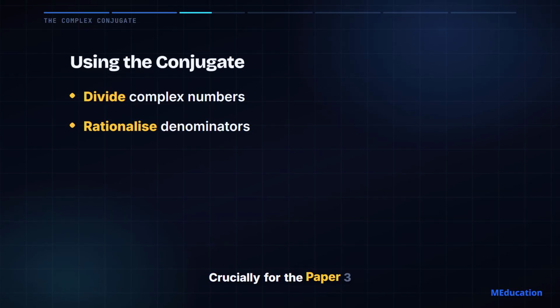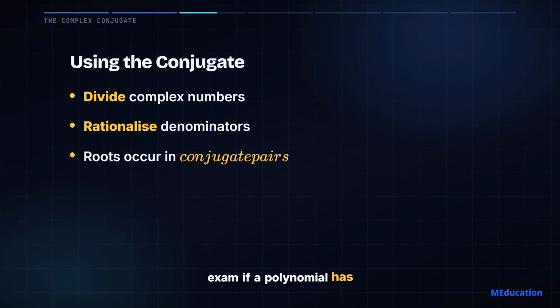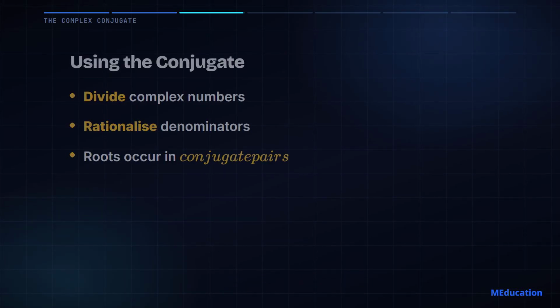Crucially for the Paper 3 exam, if a polynomial has real coefficients, any complex roots will always appear as a conjugate pair. Examiners expect you to state and use this vital property without prompting to find missing roots.